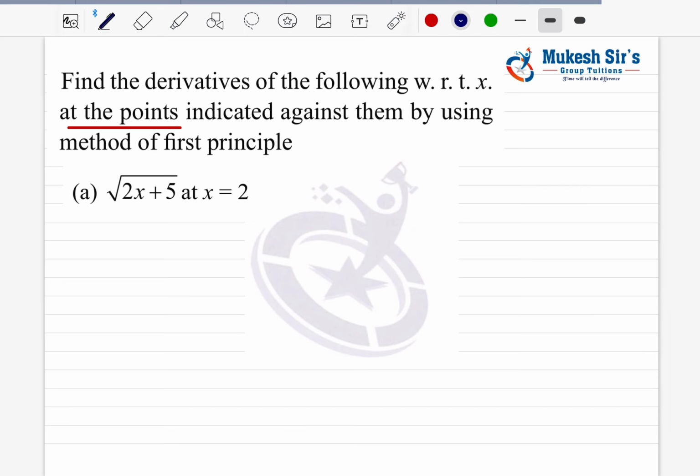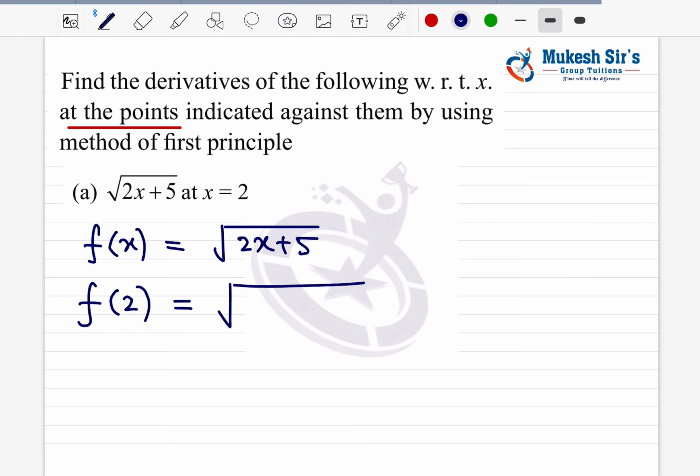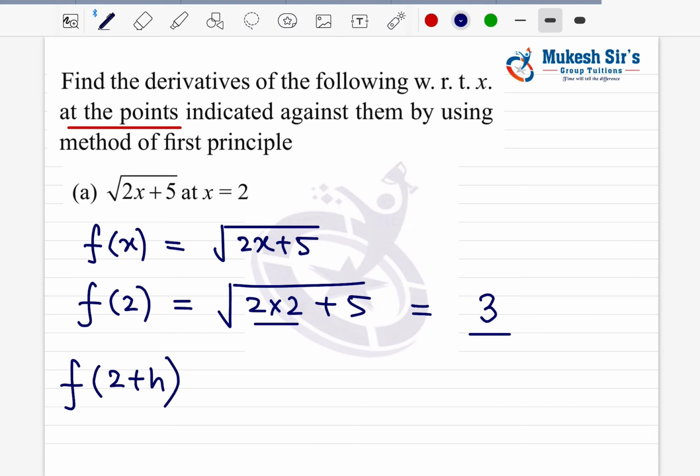The question says root of 2x plus 5 at x equal to 2. So we can say f of x is equal to root of 2x plus 5. So f of 2 will be how much? इसमें x के यहाँ पे 2 डाल दो. This becomes 2 into 2 plus 5. So 2 into 2 is 4, 4 plus 5 is 9. 9 का square root becomes 3. Right? Now you have to find f of 2 plus h.